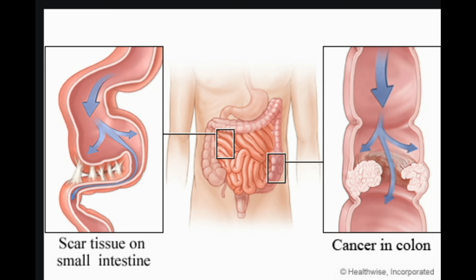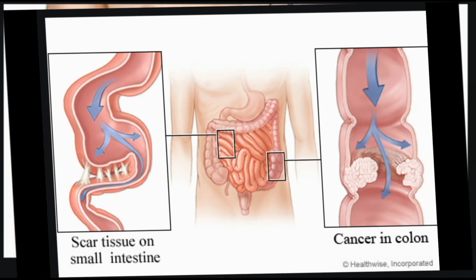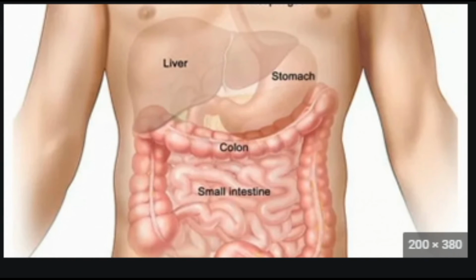Causes for ileus include abdominal or pelvic surgery, infections such as gastroenteritis or appendicitis, some medications, including opioid pain medications, and electrolyte imbalances. Intestinal pseudo-obstruction can be caused by Parkinson's disease, multiple sclerosis, and other nerve and muscle disorders.